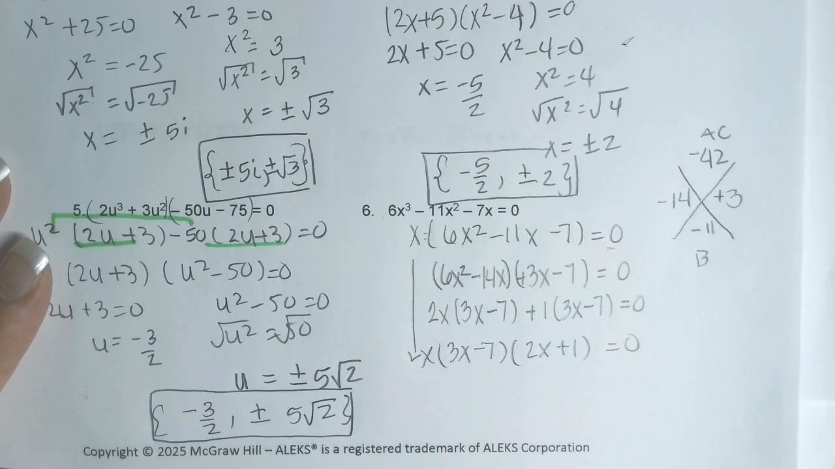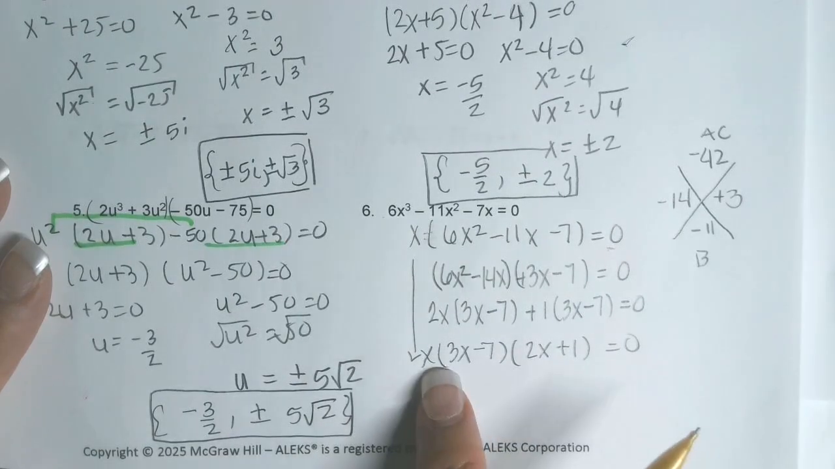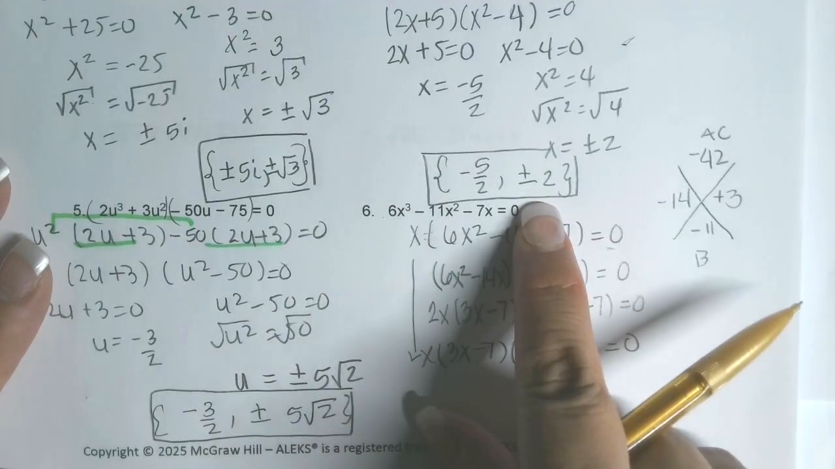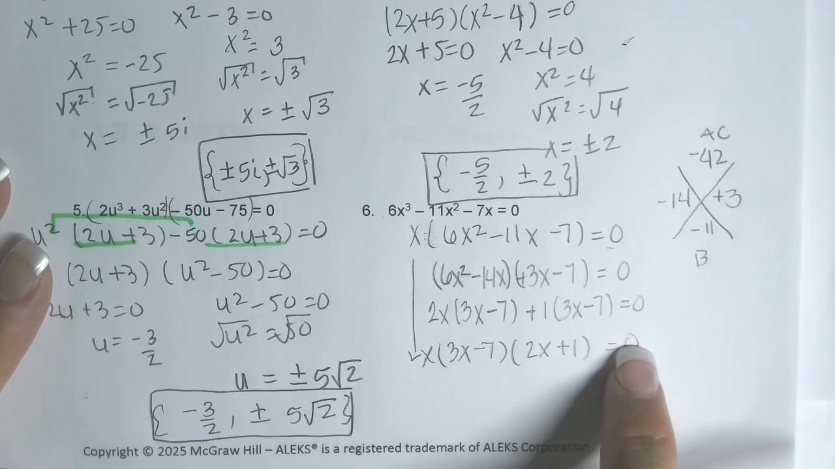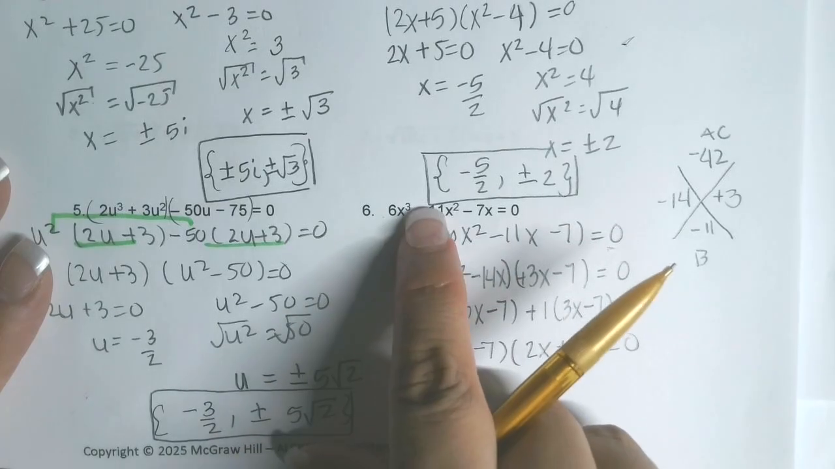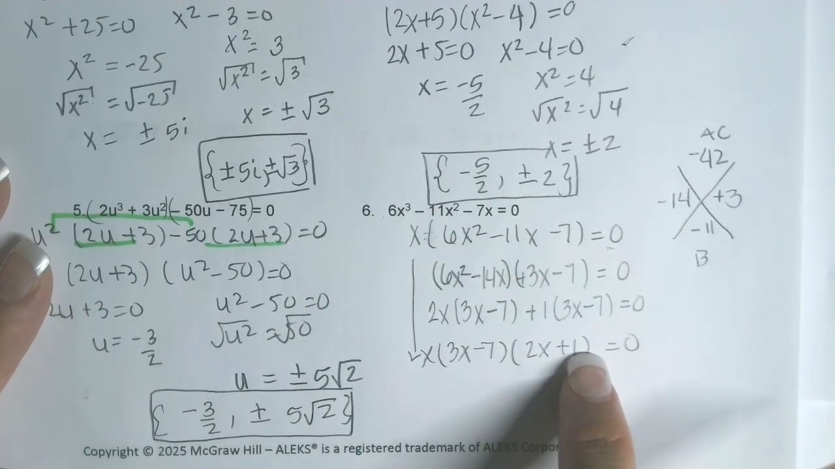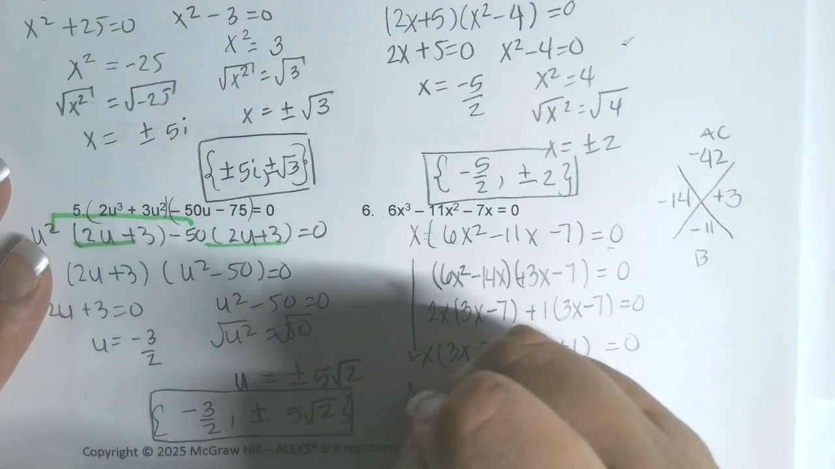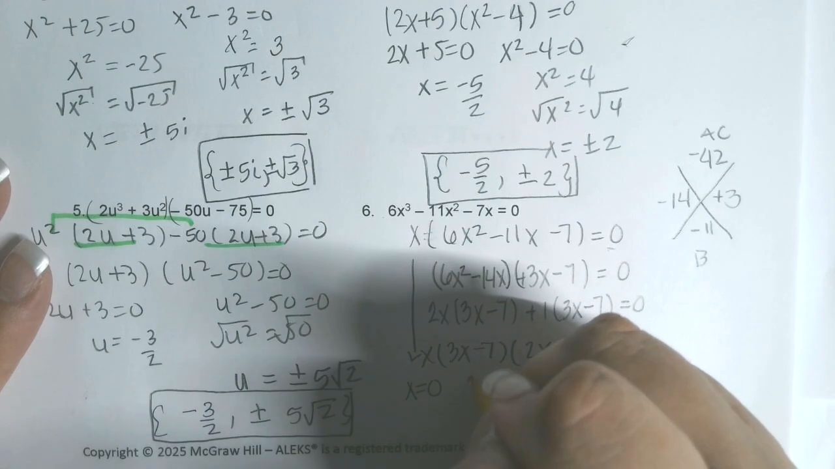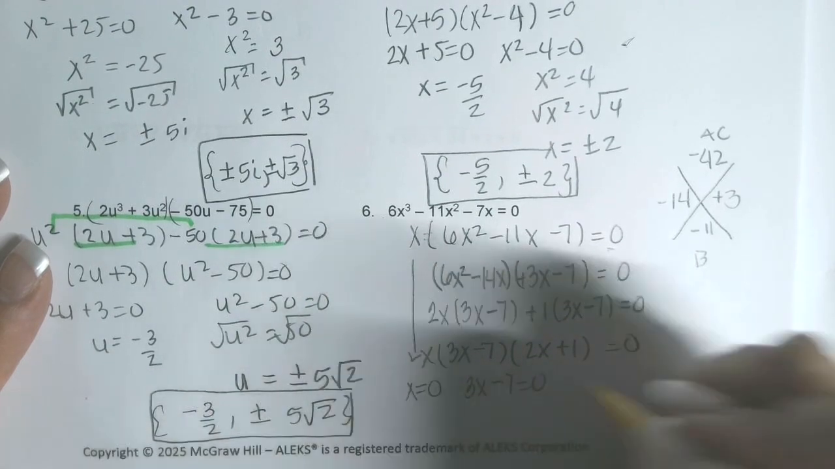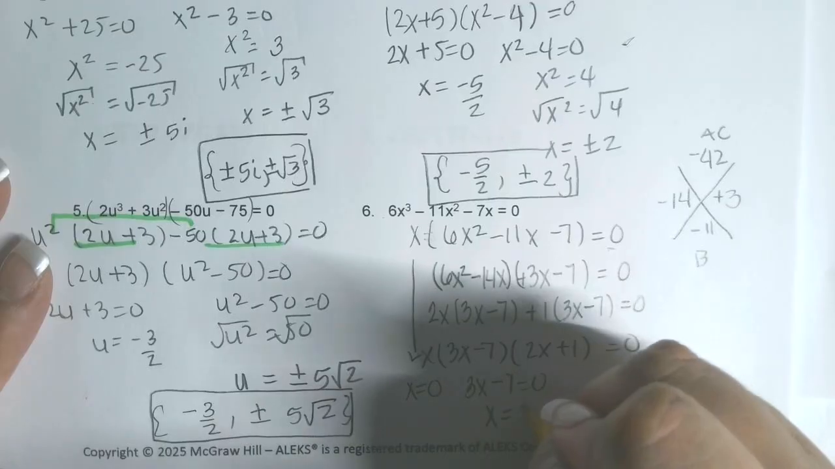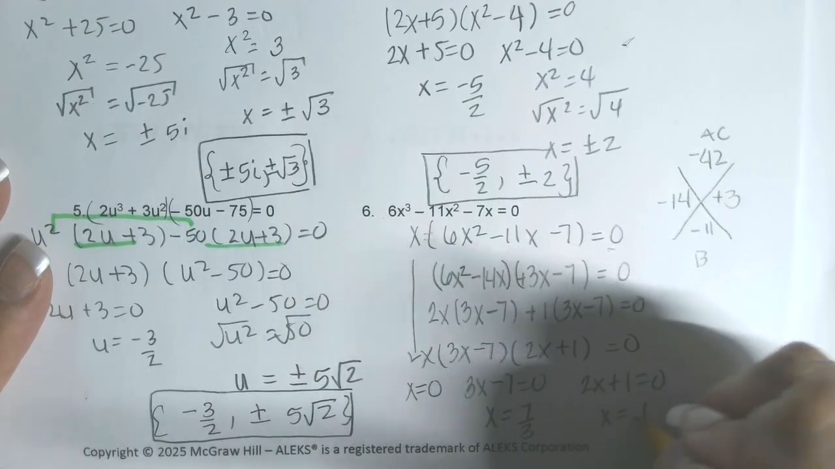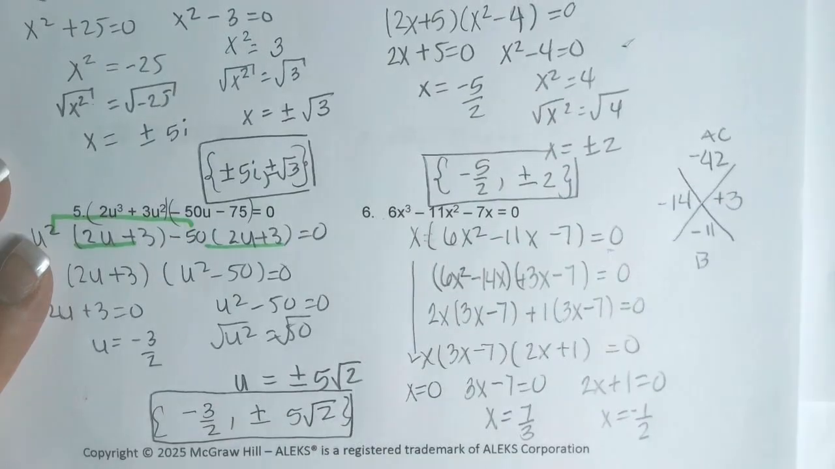So now we have to start to show our factor groups. This x came from the GCF. It is automatically equal to 0. So remember we said x to the third means there are going to be 3 zeros, or 3 x-equals. This is where it comes from. So the first one is x equals 0. The next one is 3x minus 7 equals 0, so x equals 7/3. And then 2x plus 1 equals 0, so x equals negative 1 over 2.